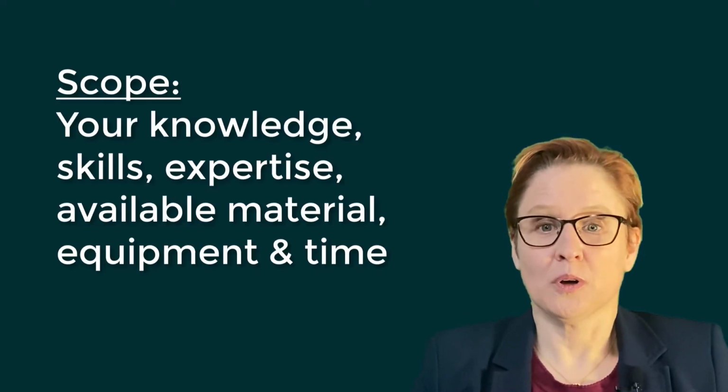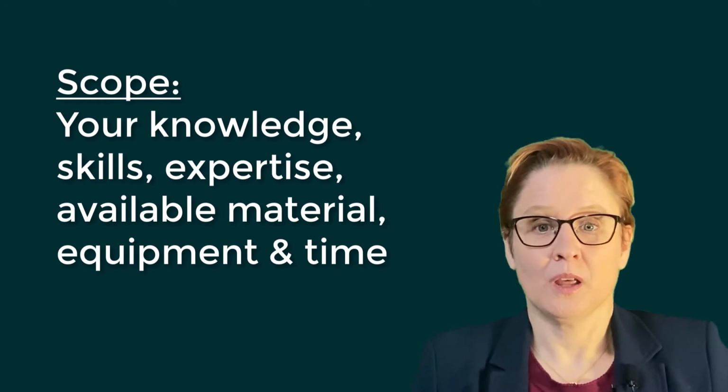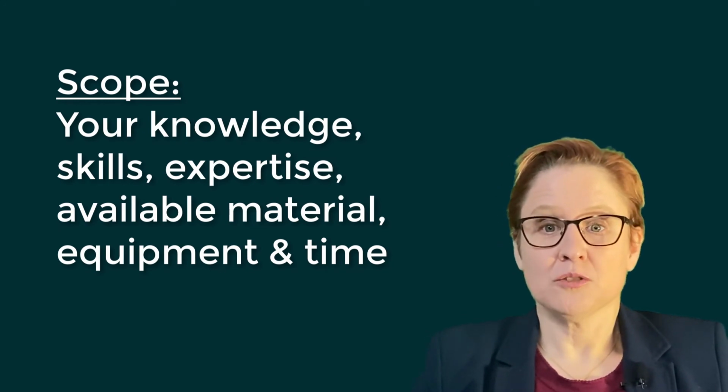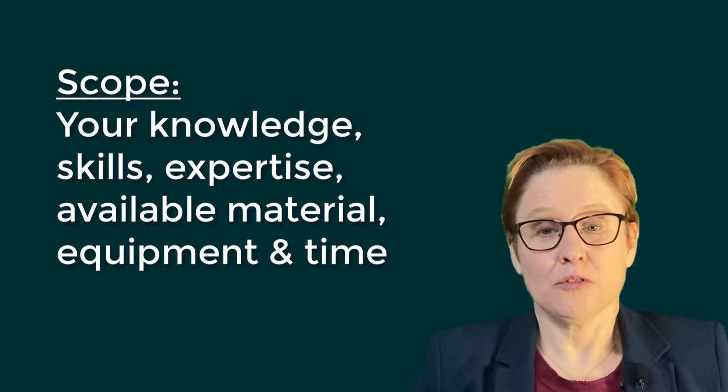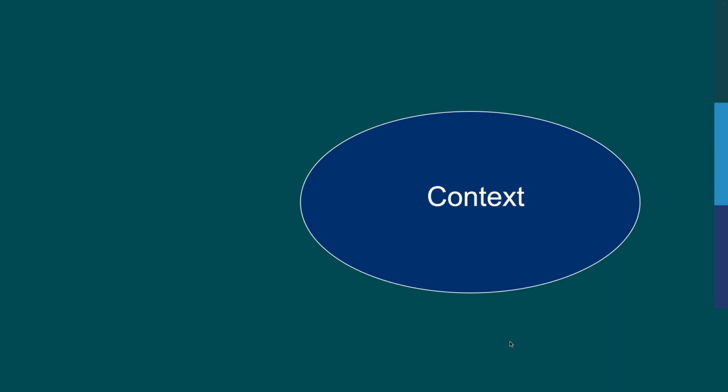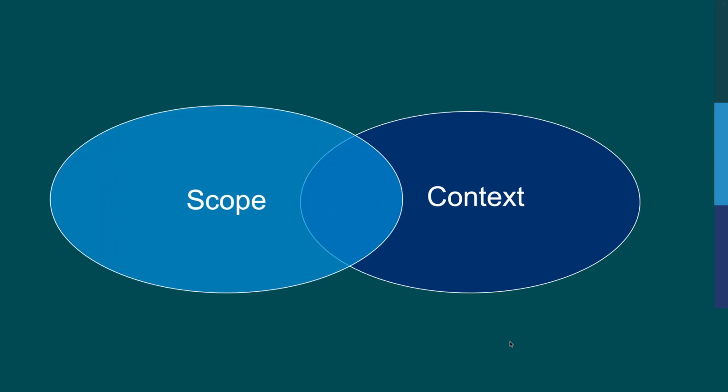The other thing to take into account when you start to research is the scope. Scope in this case pertains to you and everything you bring to the table. This includes your knowledge, skills and expertise, the time, materials and equipment you have available to you, etc. If you were to plot your scope and research context graphically, you would hope that these areas overlap. This overlapping area is called the research space, the space in which you can perform research to solve a problem or answer a question.